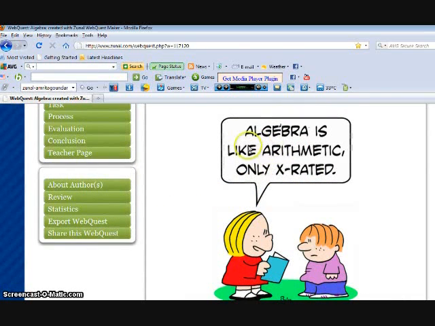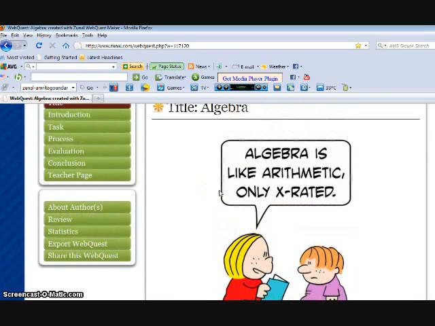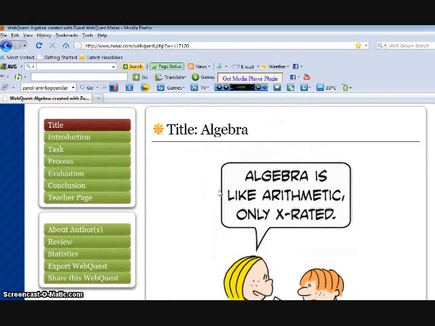Please note that I have also made use of animation. I believe that students will only be attracted to an activity if it seems motivational to them. Let's go on to the next page, which is the introduction page.